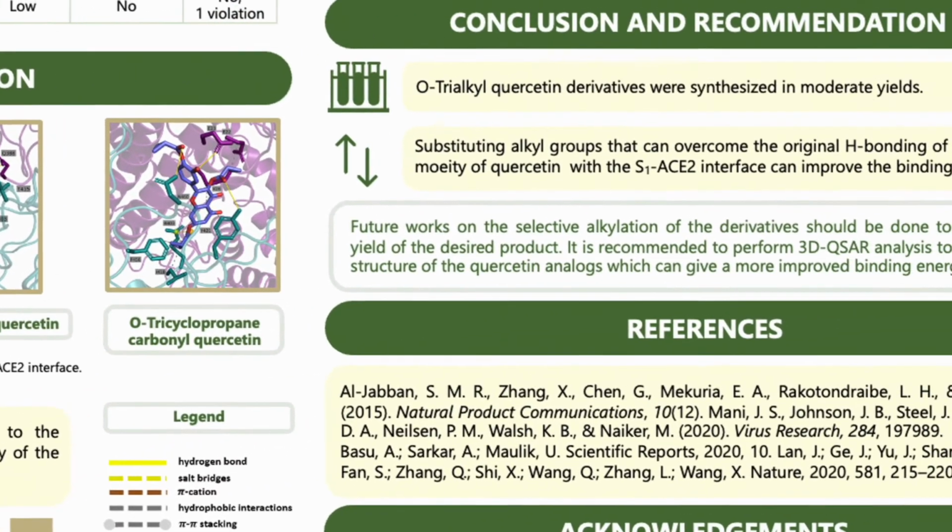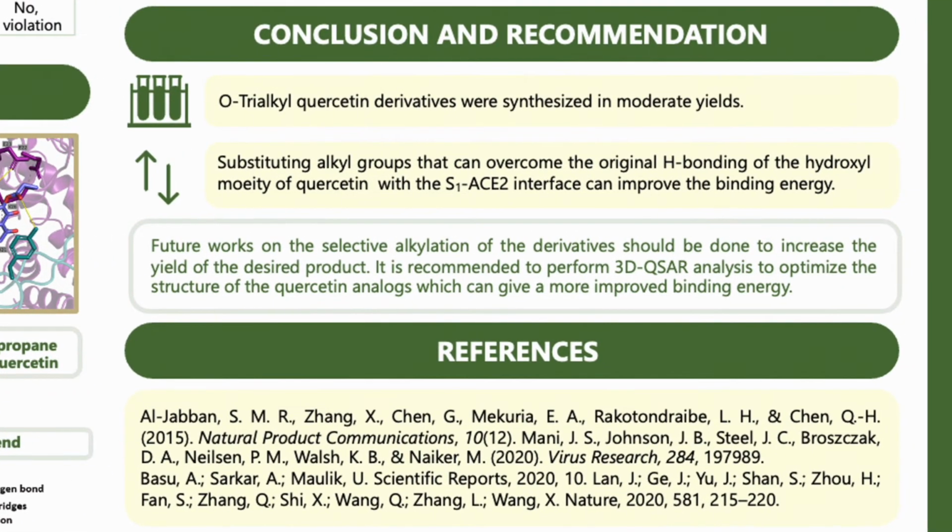This study has shown that the structural modification of quercetin resulted in a significant improvement in the binding affinity in comparison with the parent molecule due to the enhanced interaction at the SARS-CoV-2 ACE2 interface. This shows that the synthesized and proposed derivatives may have the potential to inhibit the viral entry process.